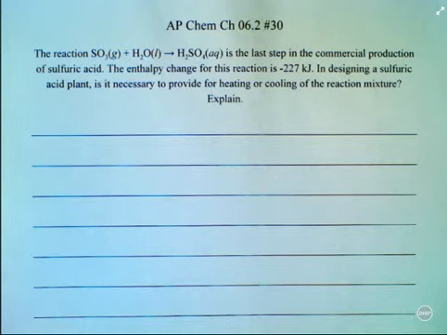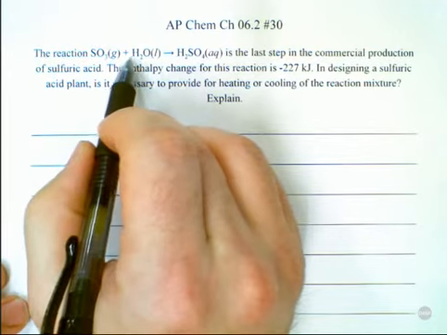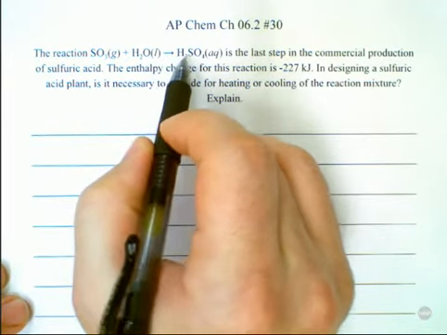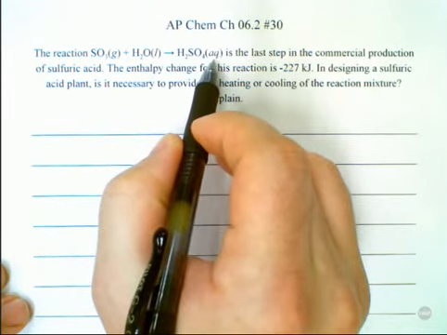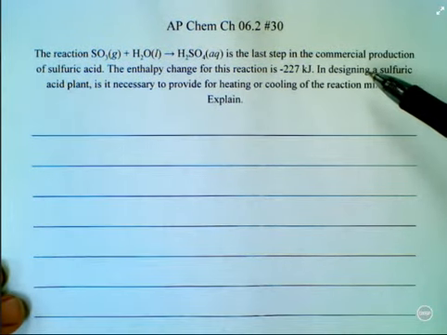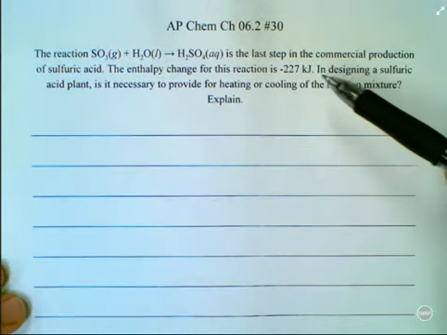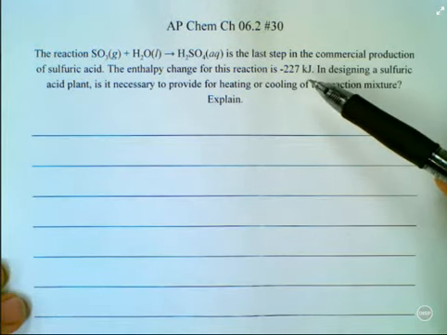This is number 30 from chapter 6, section 2 in the back of your book. It reads, the reaction SO3 in the gas form plus H2O in the liquid form react to yield H2SO4 in the aqueous phase. This is the last step in the commercial production of sulfuric acid. The enthalpy change for this reaction is negative 227 kilojoules.